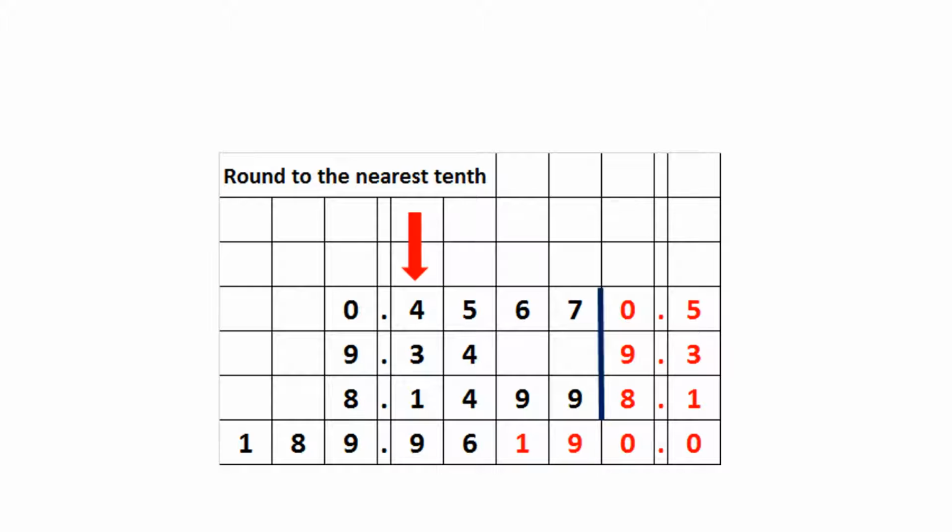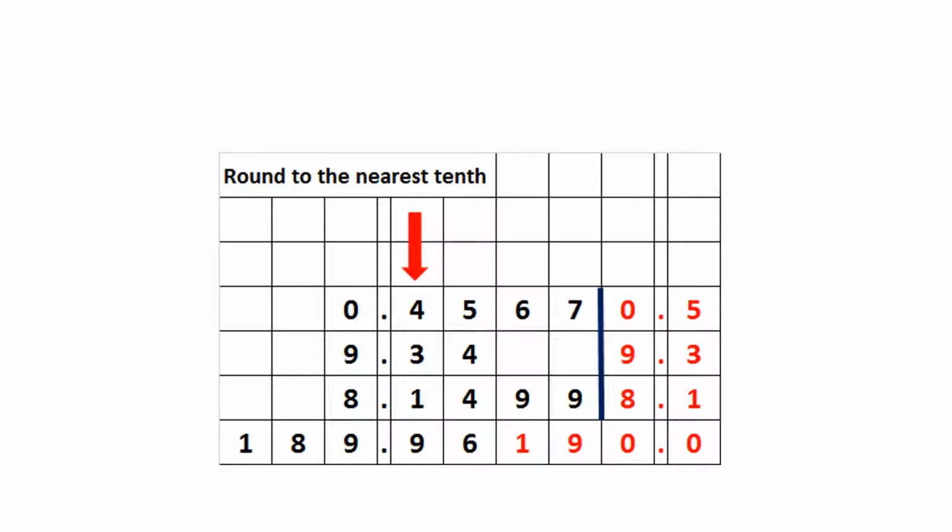Our next example, 9.34. Now 4, 3, 2, 1, 0 does not change the 3, so our rounded answer to the nearest tenth is 9.3. Now we have 8.1499, and the digit next to the 1 is a 4, so we don't change it. The 1, it's 8.1.